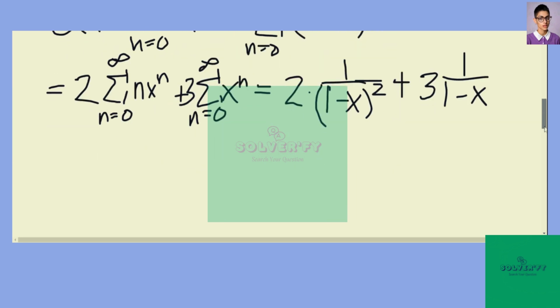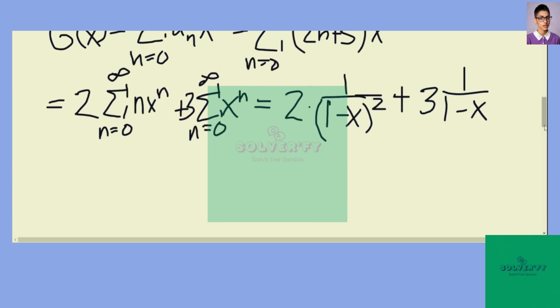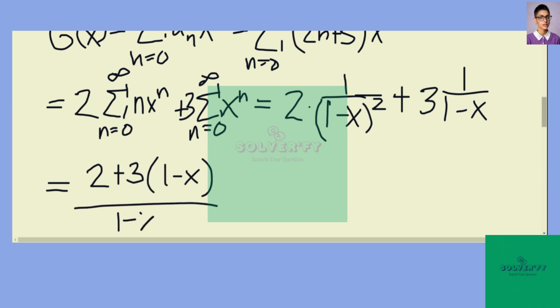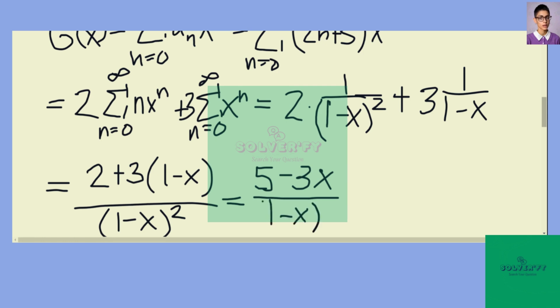And the least common denominator is 1 minus x squared, so we have this is equal to 2 plus 3 times 1 minus x over 1 minus x squared, which is equal to 3 plus 2 is 5 minus 3x over 1 minus x squared.